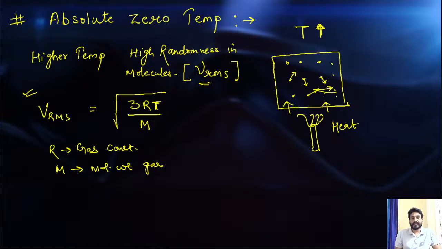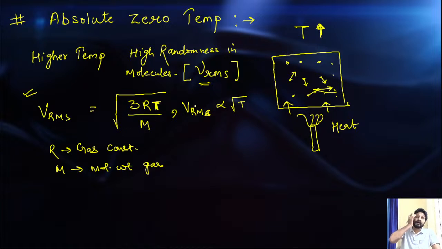So now we connect our temperature to the randomness. We don't have any particular parameter to measure the randomness. So how do we measure the randomness? Through the velocity. See, VRMS is directly proportional to under root T. So if T increases, my VRMS will increase, or you can say randomness will increase. If my T decreases, randomness will decrease. Is it clear to you?